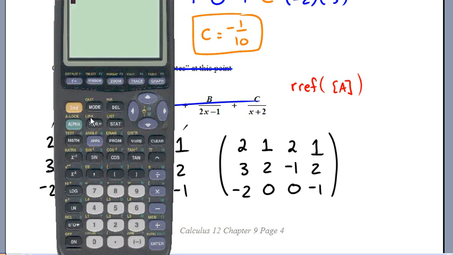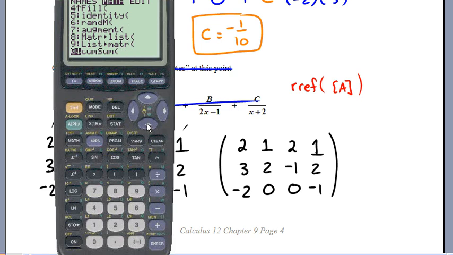So to get to this, let's go back to matrix, second matrix. I want to go over to matrix math, so we'll slide over one. It's in the list, but we have to find it. So I'm going to scroll down until I find reduced row echelon form. And you might go, oh, is that it? Well, that's just row echelon form. Let's go one more to reduced row echelon form.